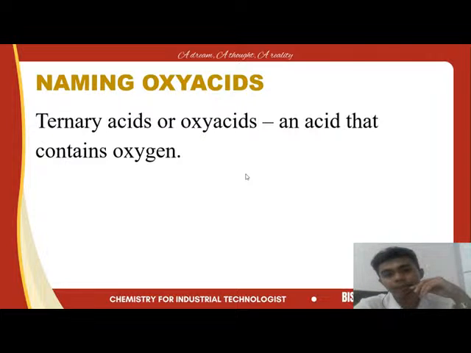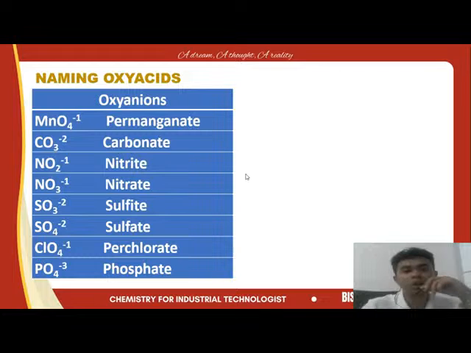That's why, hydrogen plus oxygen and any element. Again, for oxyacid, you must have hydrogen, oxygen, and any element. Those two cannot be missing. So how do we name oxyacids? Well, there's a thing that you need to remember.